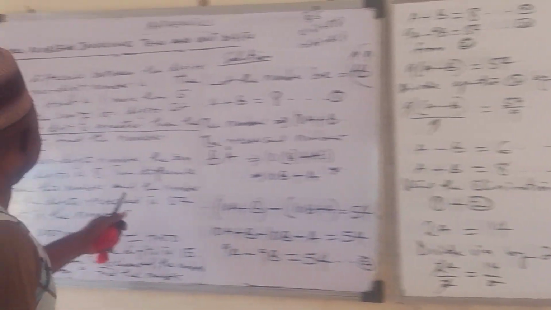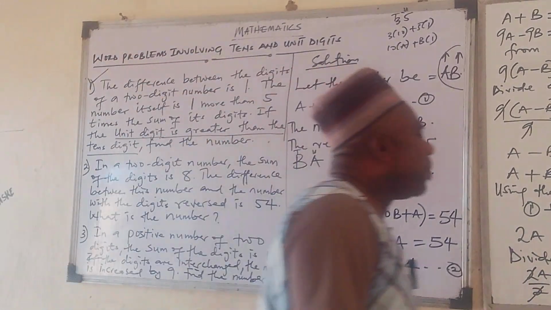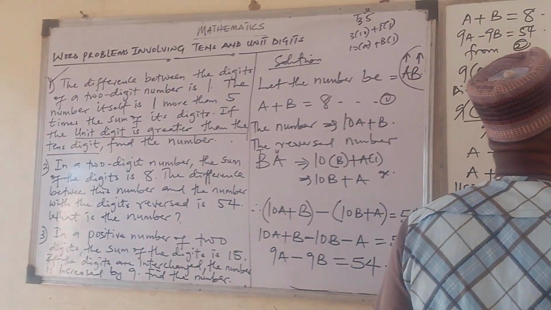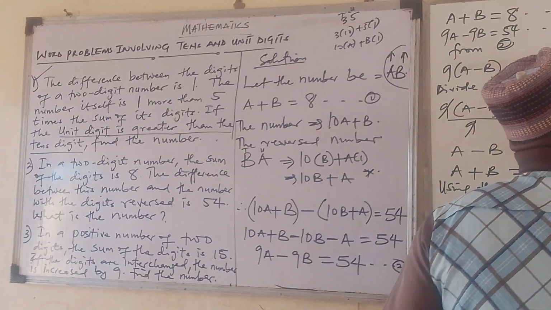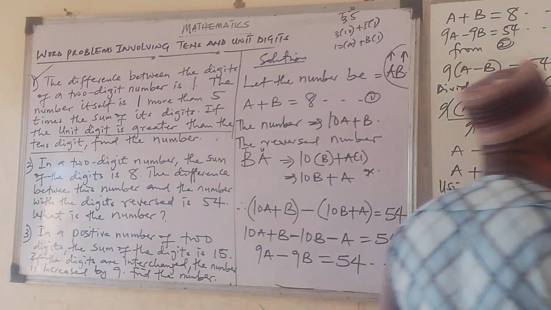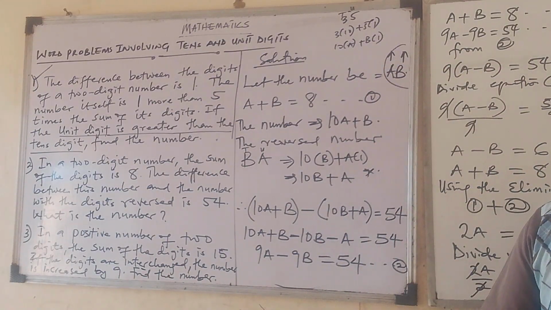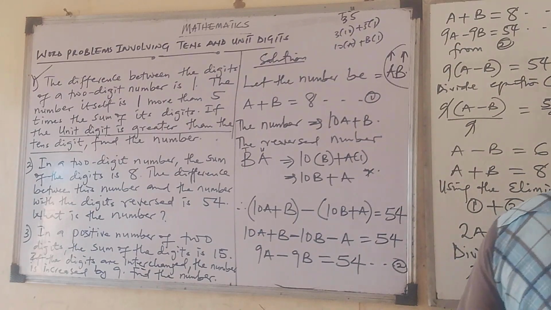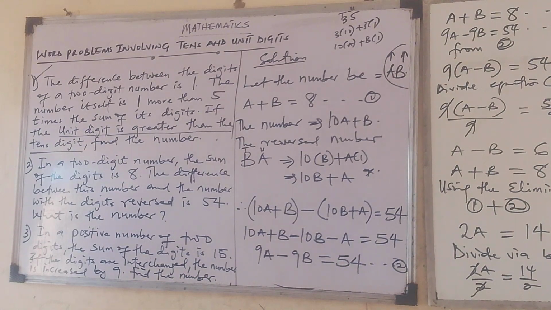Now the next sentence, the difference between the number and the number with the digits reversed. So the number is 71. Difference means minus. When you reverse the digits, you have 17. This 7 will go to the other side. That's the meaning of reverse. So 71 minus 17 will give us 54. So this is the analysis. So that's question number 2. Now we are moving straight to question number 3.